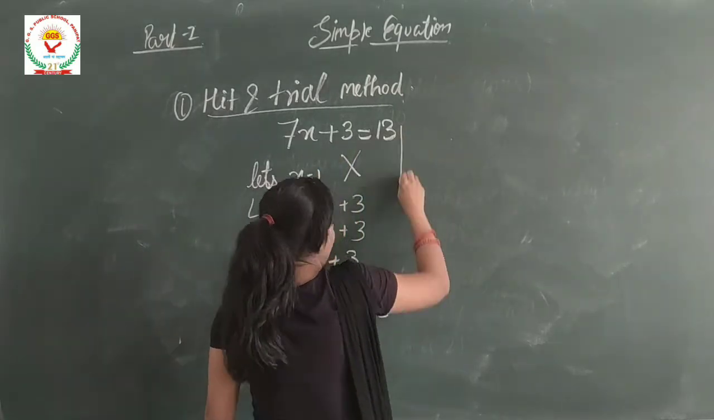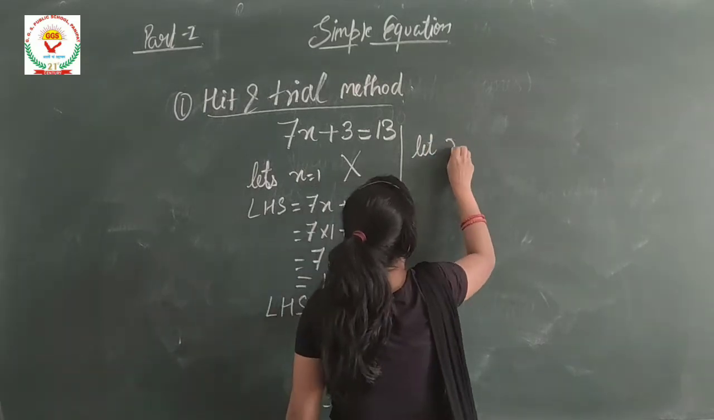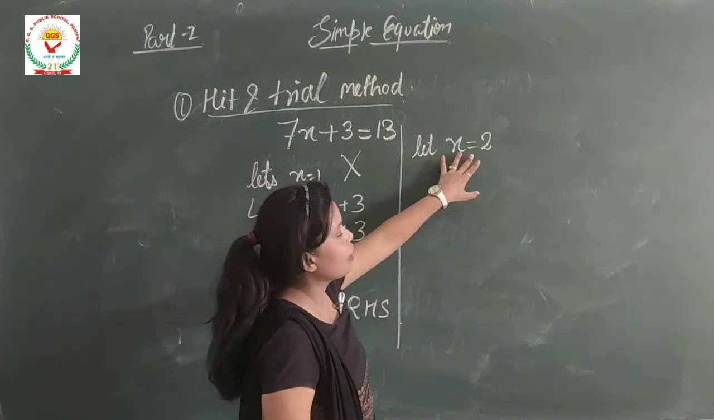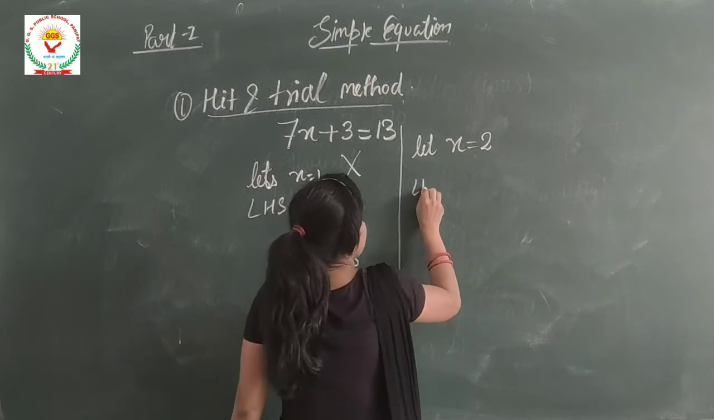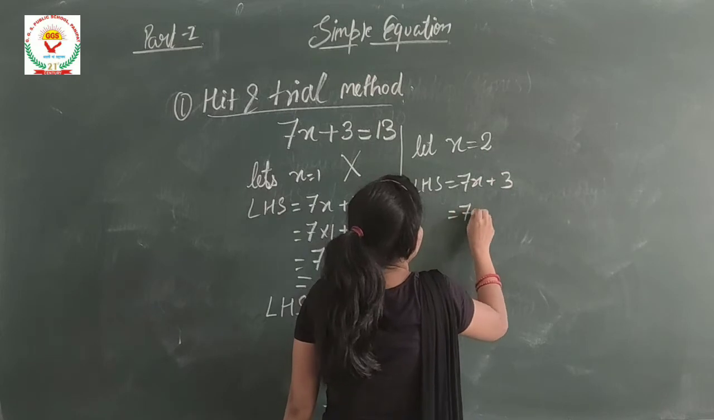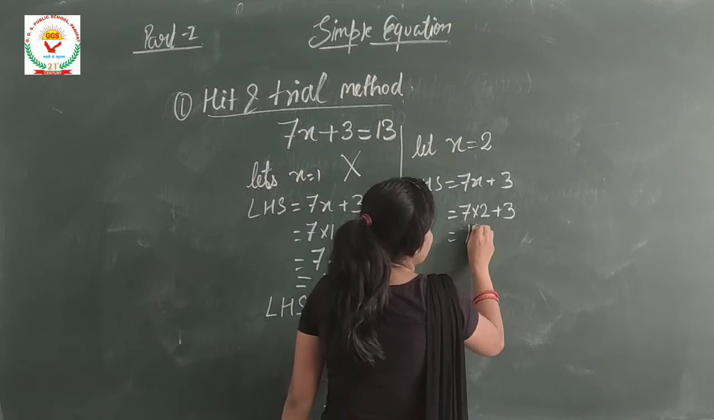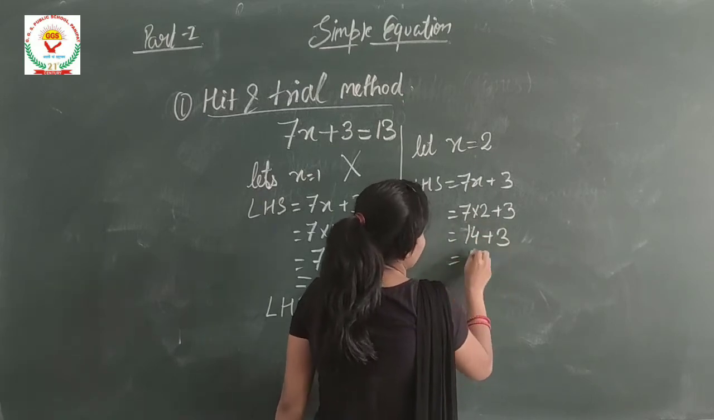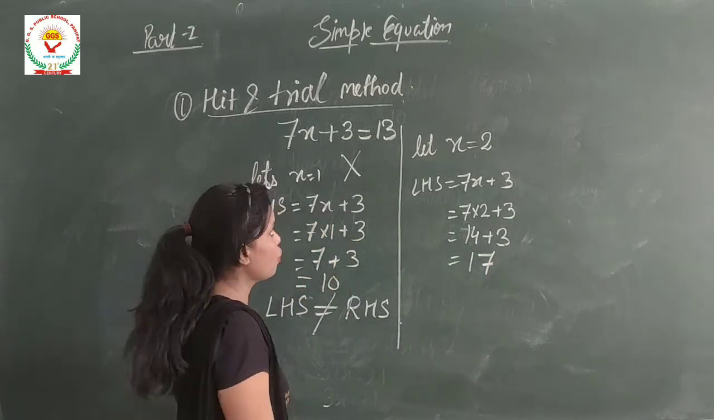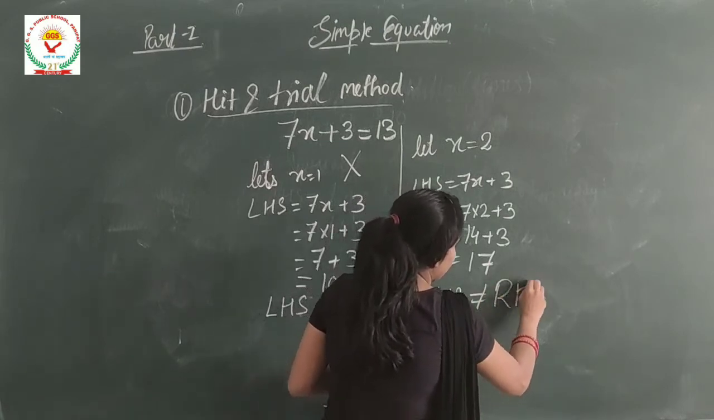Now let's again assume a value of x. Let x is equal to 2. So LHS is equal to 7x plus 3, 7 multiplied by 2 plus 3. 7 multiplied by 2 is 14, plus 3. 14 plus 3 is 17. So this represents LHS is not equal to RHS.